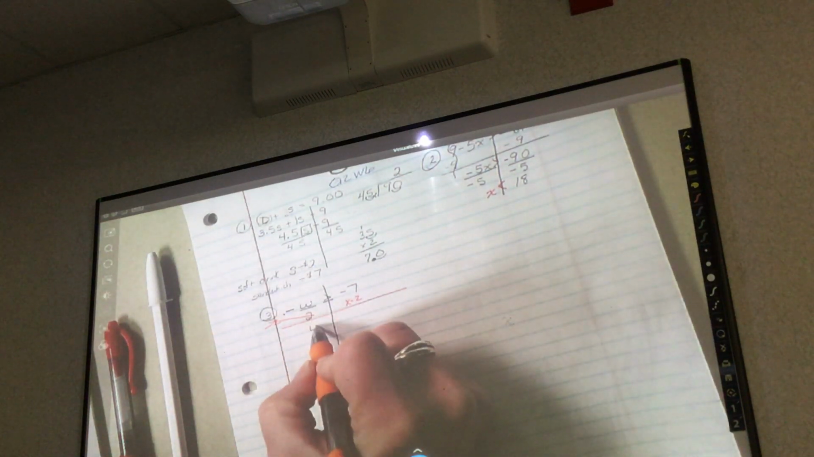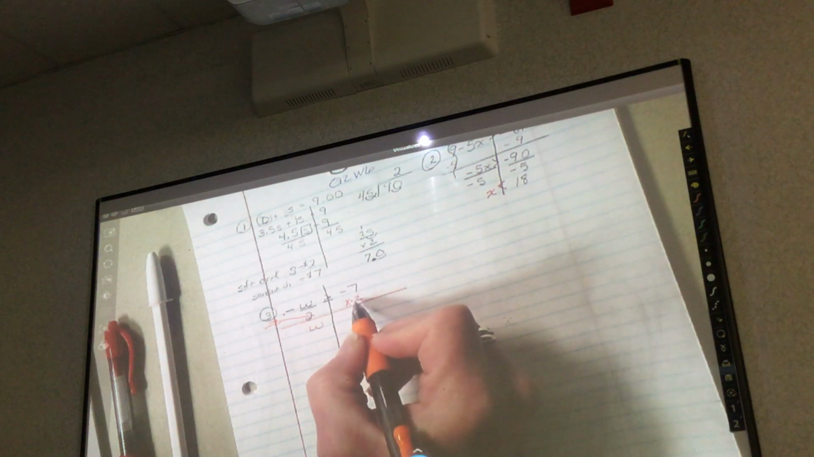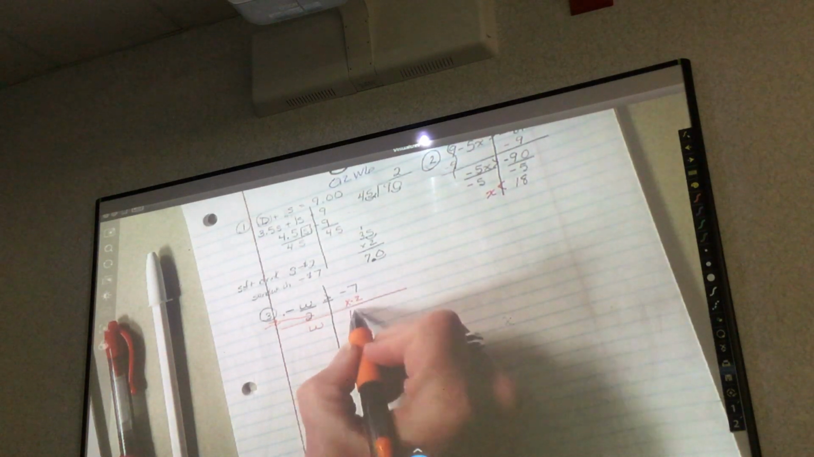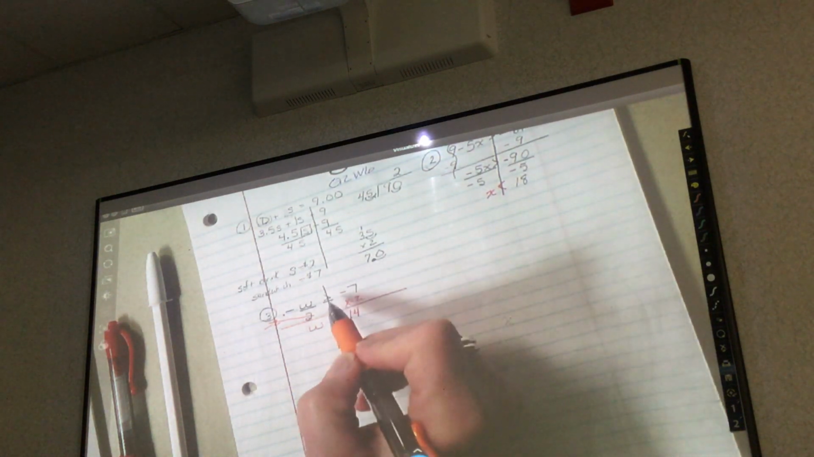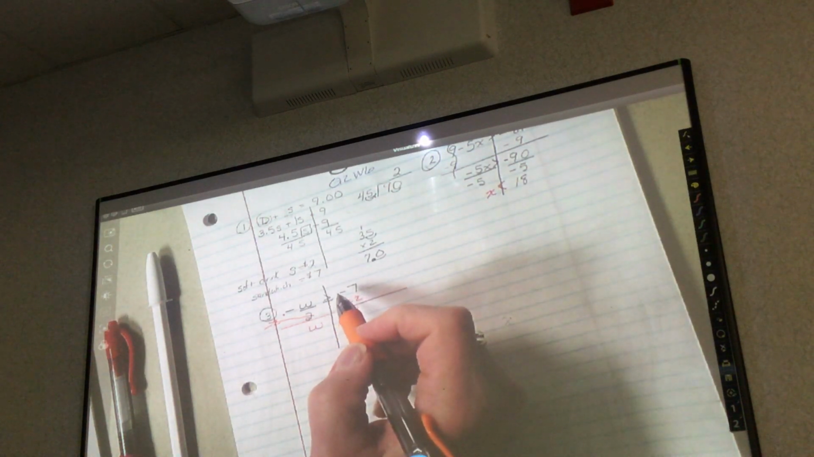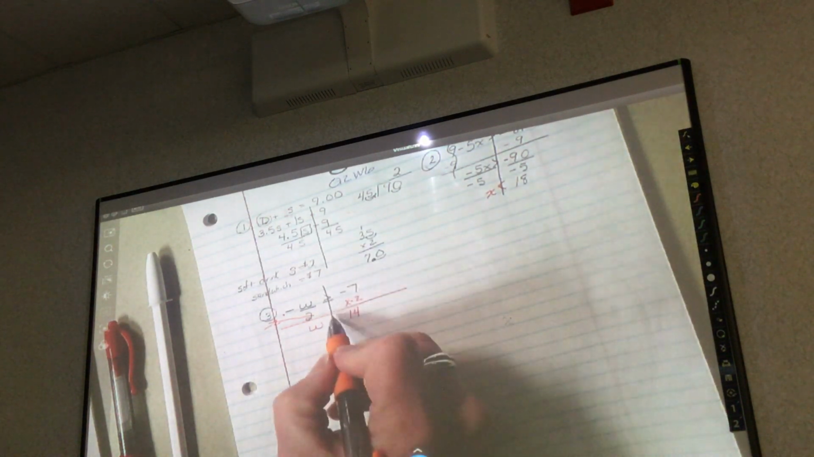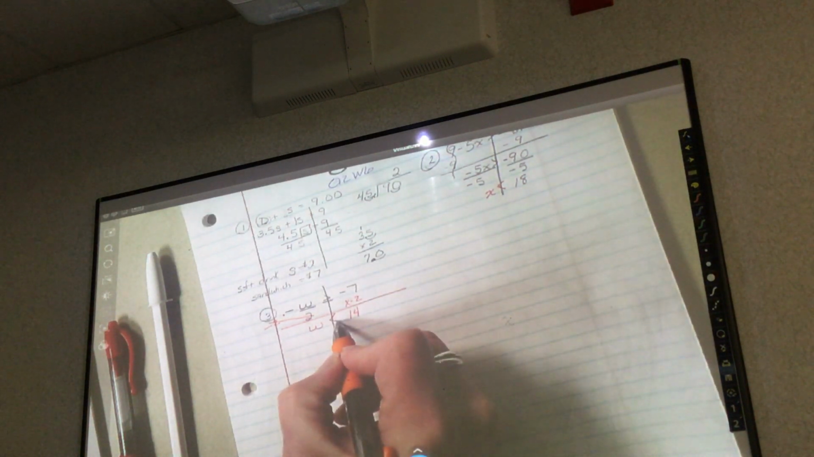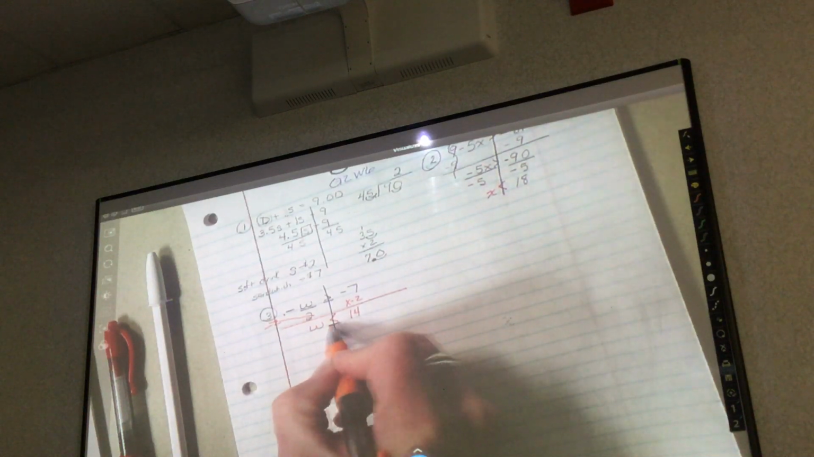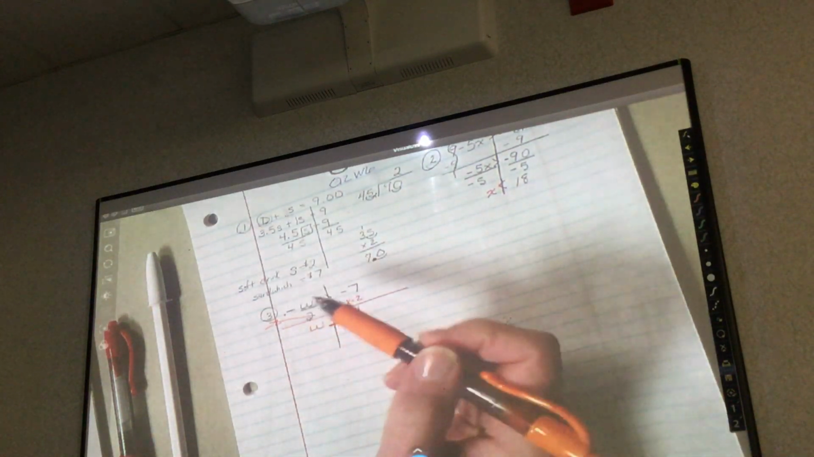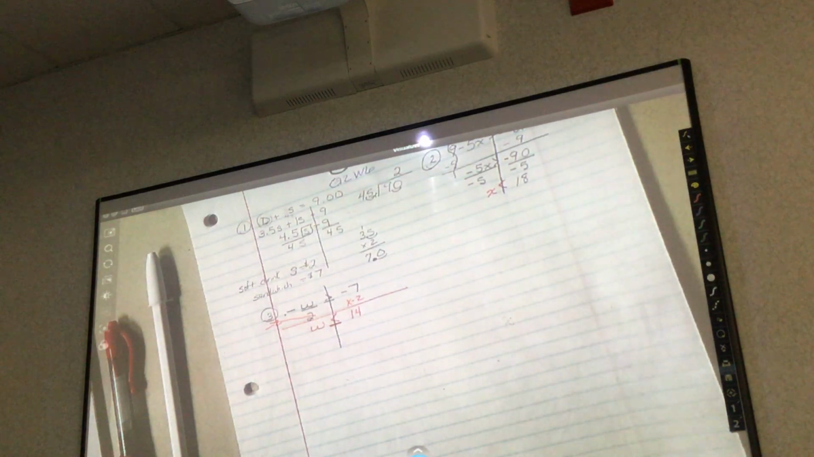So I'm left with W, and a negative 2 times a negative 7 makes a positive 14. Because I'm dividing by a negative, or multiplying by a negative, I need to switch the signs again. Whenever you multiply or divide by a negative, switch that sign.